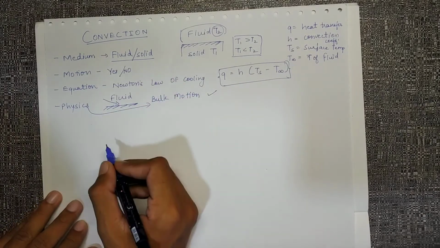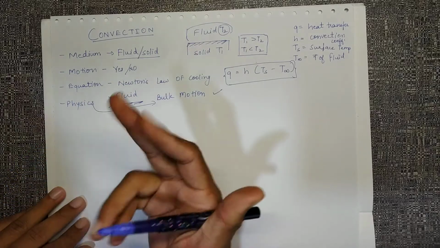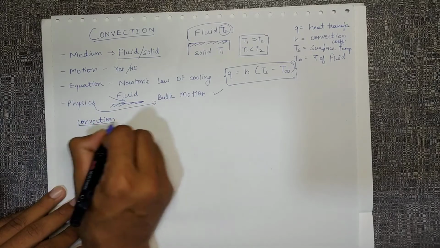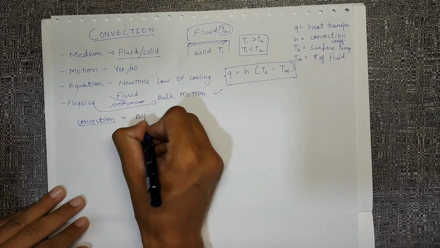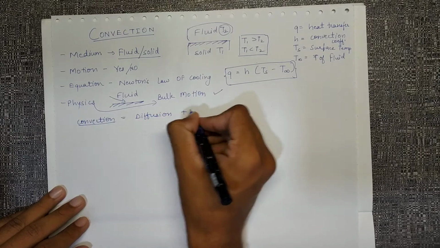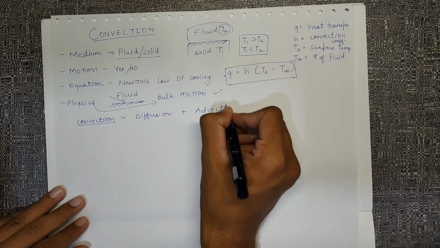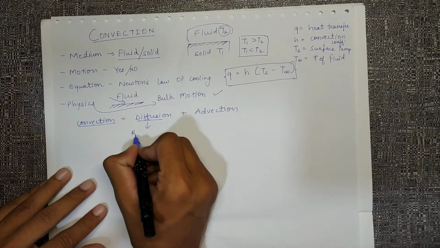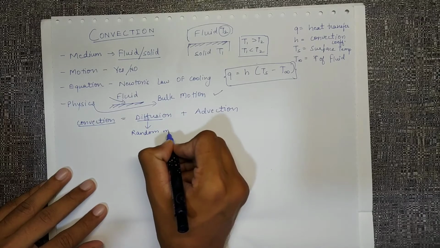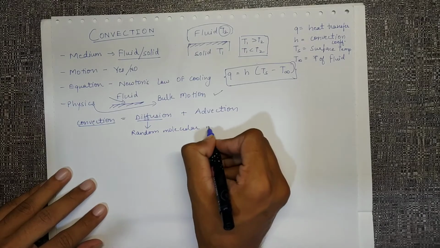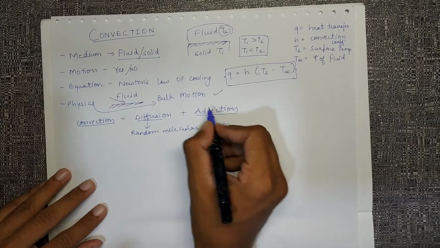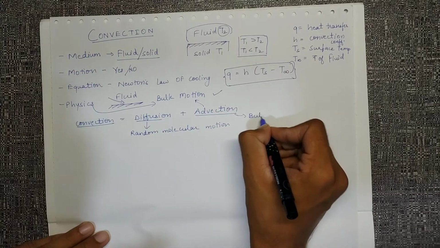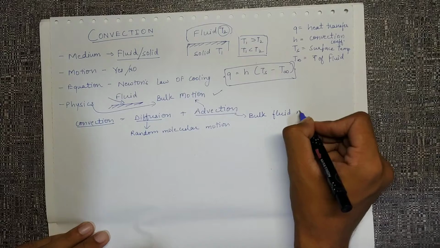And when convection is happening, there are two things involved. Convection means a diffusion process plus an advection process. Let me give some basic difference. In diffusion we have random molecular motion, and advection means we have bulk fluid motion.